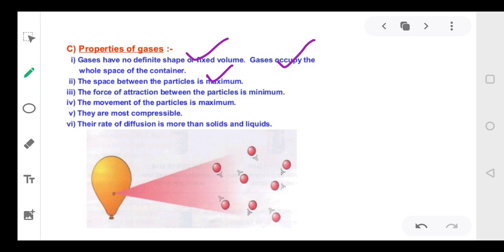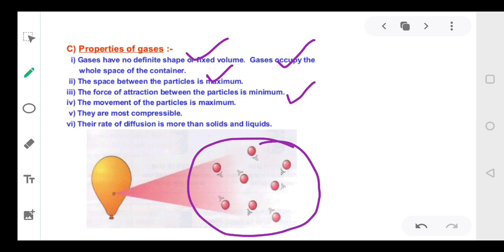The space between the particles is maximum. The force of attraction is minimum. You can see in this diagram, they are very far away from each other. So there is a large distance between the two particles, right? So the force of attraction is minimum and the space is maximum. And if you apply force from all directions, you can compress them. So the compressibility is very, very high here, right? Gases are highly compressible. And the rate of diffusion, means the rate of mixing of particles, is also maximum.